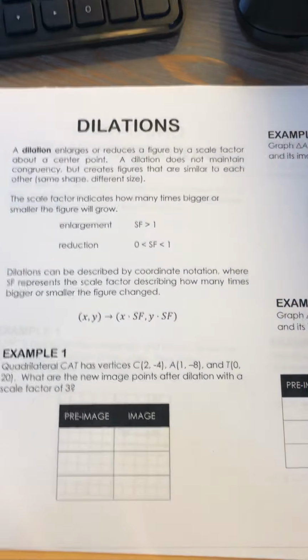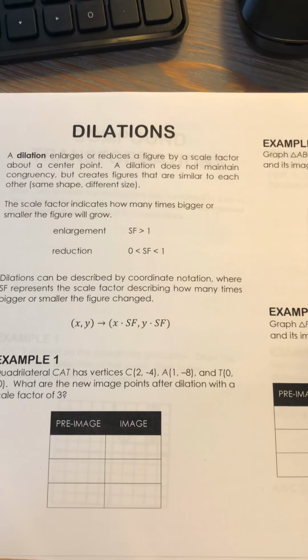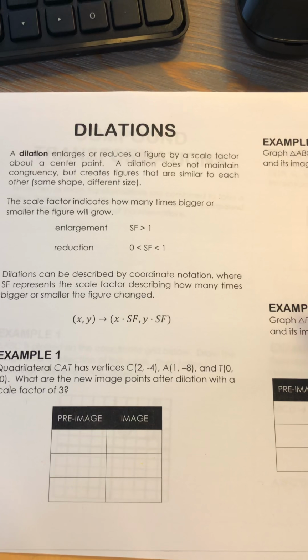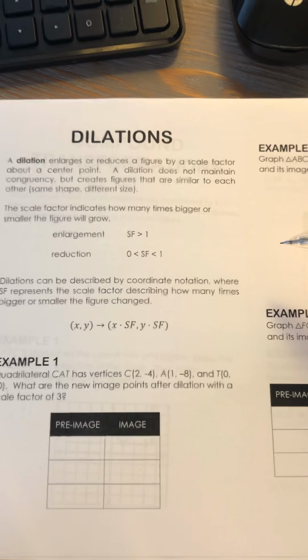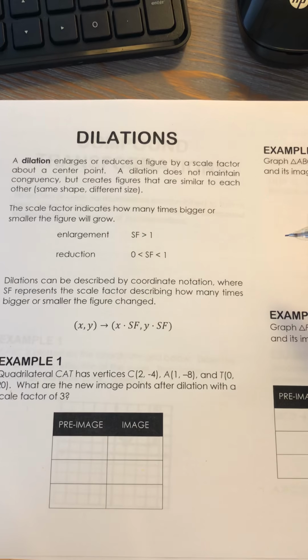All right, guys, a lot of you have been asking lately about how to do dilations. Dilations is just when something either gets bigger or smaller. What you're going to do is multiply the coordinate point, the x or the y, by the scale factor.